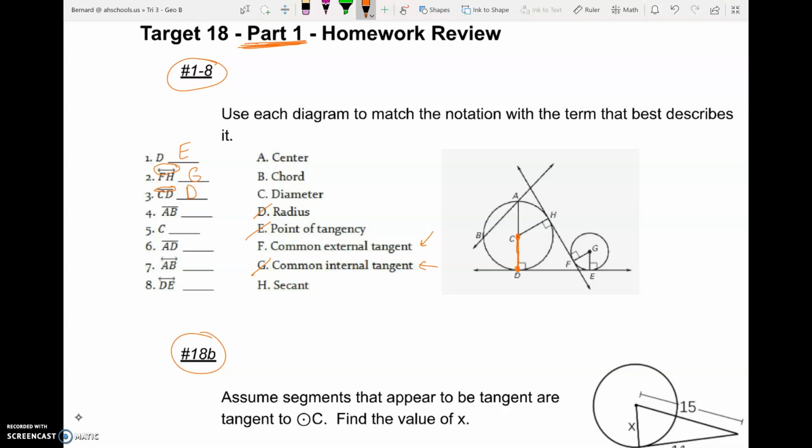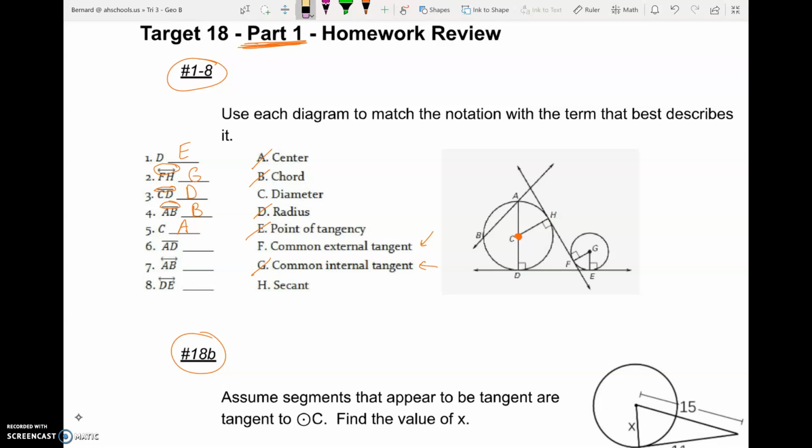Next one, segment AB. Again, no arrows. So it starts and stops at A and B. So let's find A. Here it is. Find B, here it is. And remember, no arrows. And so this is just a segment whose endpoints are on the edge of the circle. We call that a chord. So letter B, and we'll cross it off. Next one is just a point, and it's point C. So we'll find C. It's right in the middle of this bigger circle. So that is the center of the circle, right? That's letter A, so we'll write A on the blank.